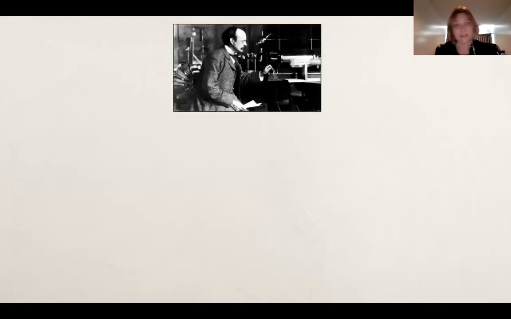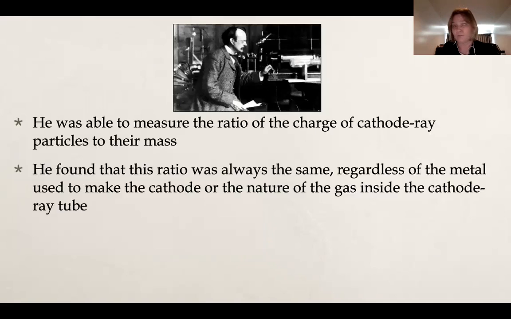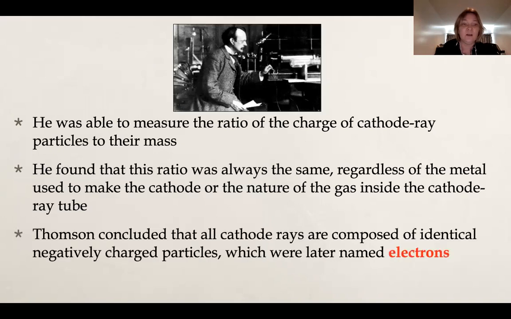So that means that all atoms of all elements have this particular particle in them. So we go to J.J. Thomson. J.J. Thomson was able to measure the ratio of charge to the cathode ray particles to their mass. And like I said, it was always the same regardless of the metal or the gas inside the cathode ray tube. So he concluded that all cathode rays are made of identical negatively charged particles, which were later named electrons.